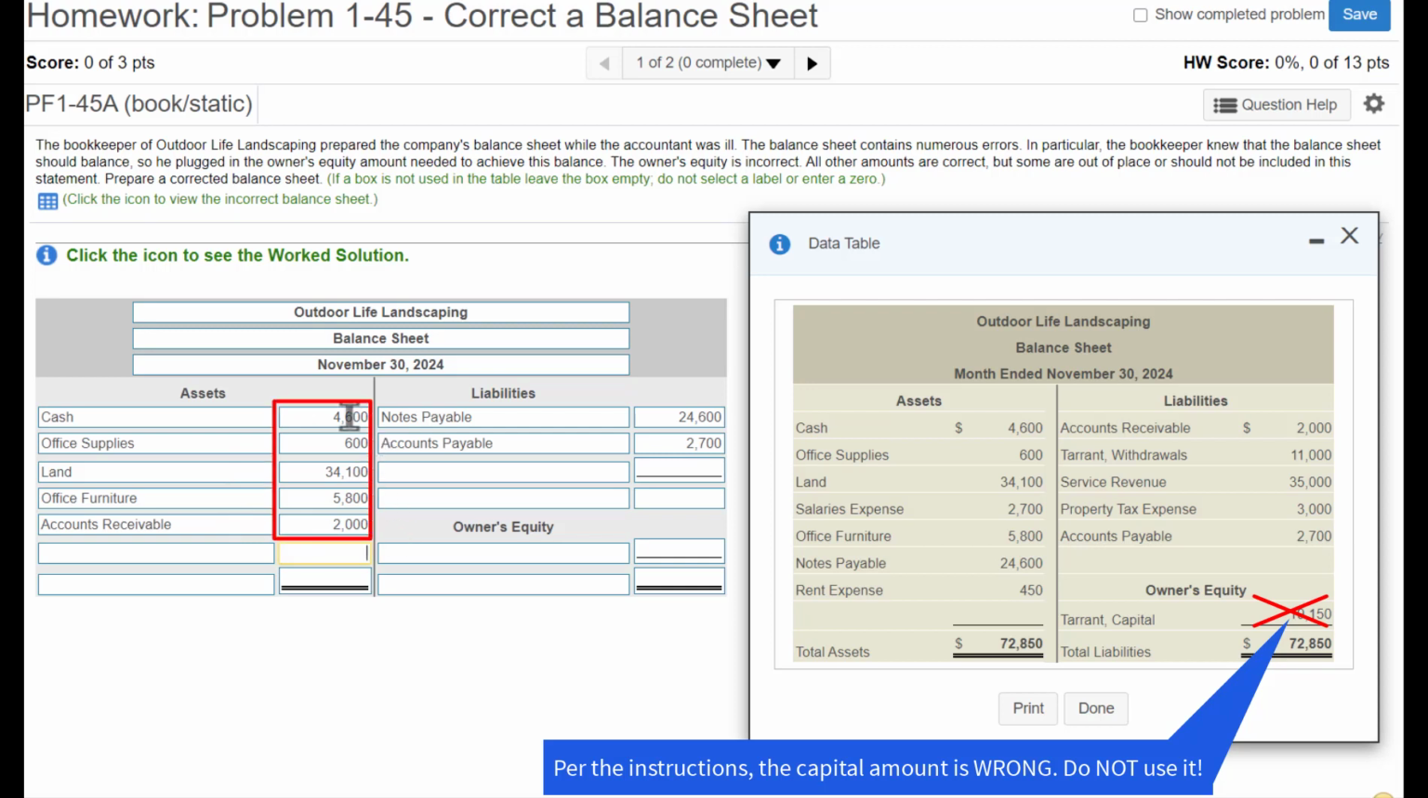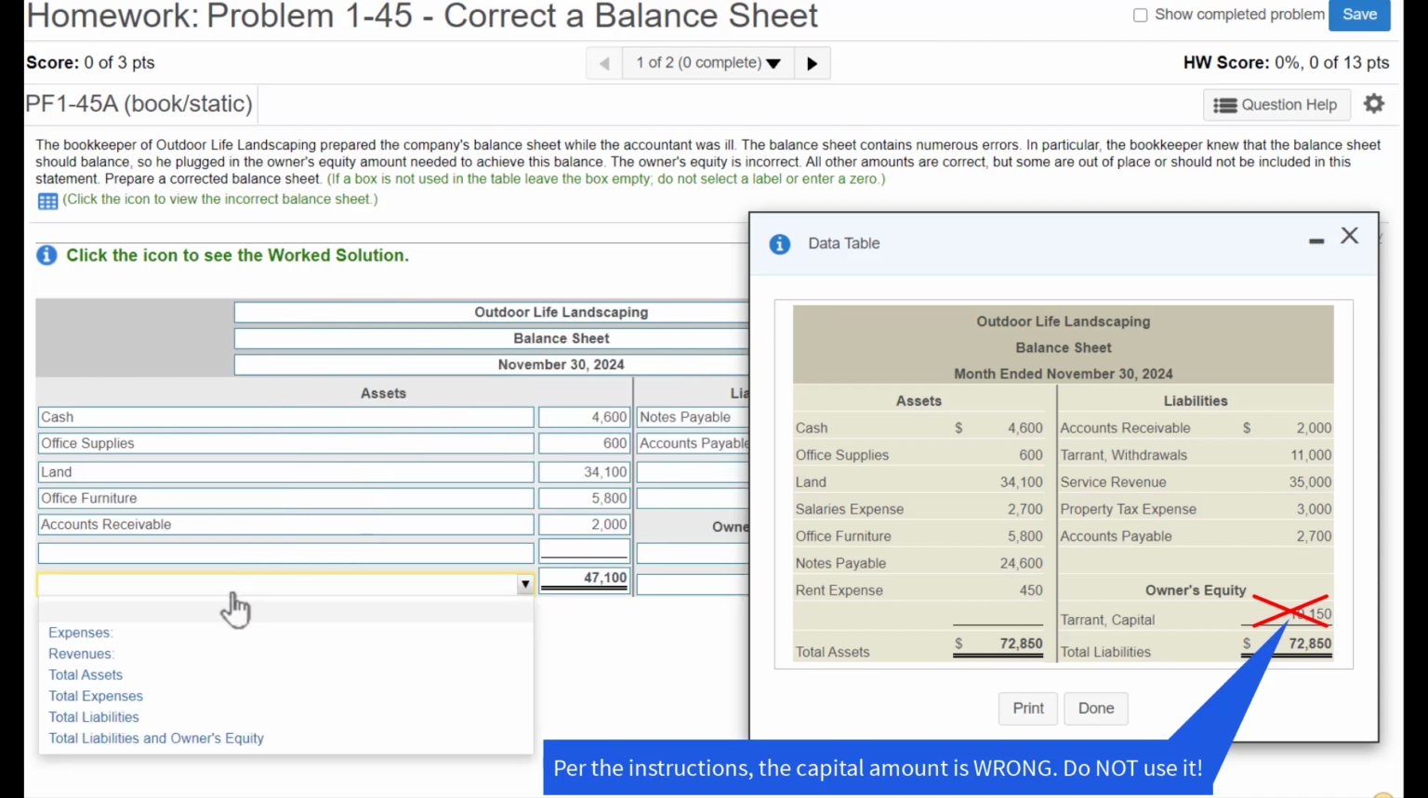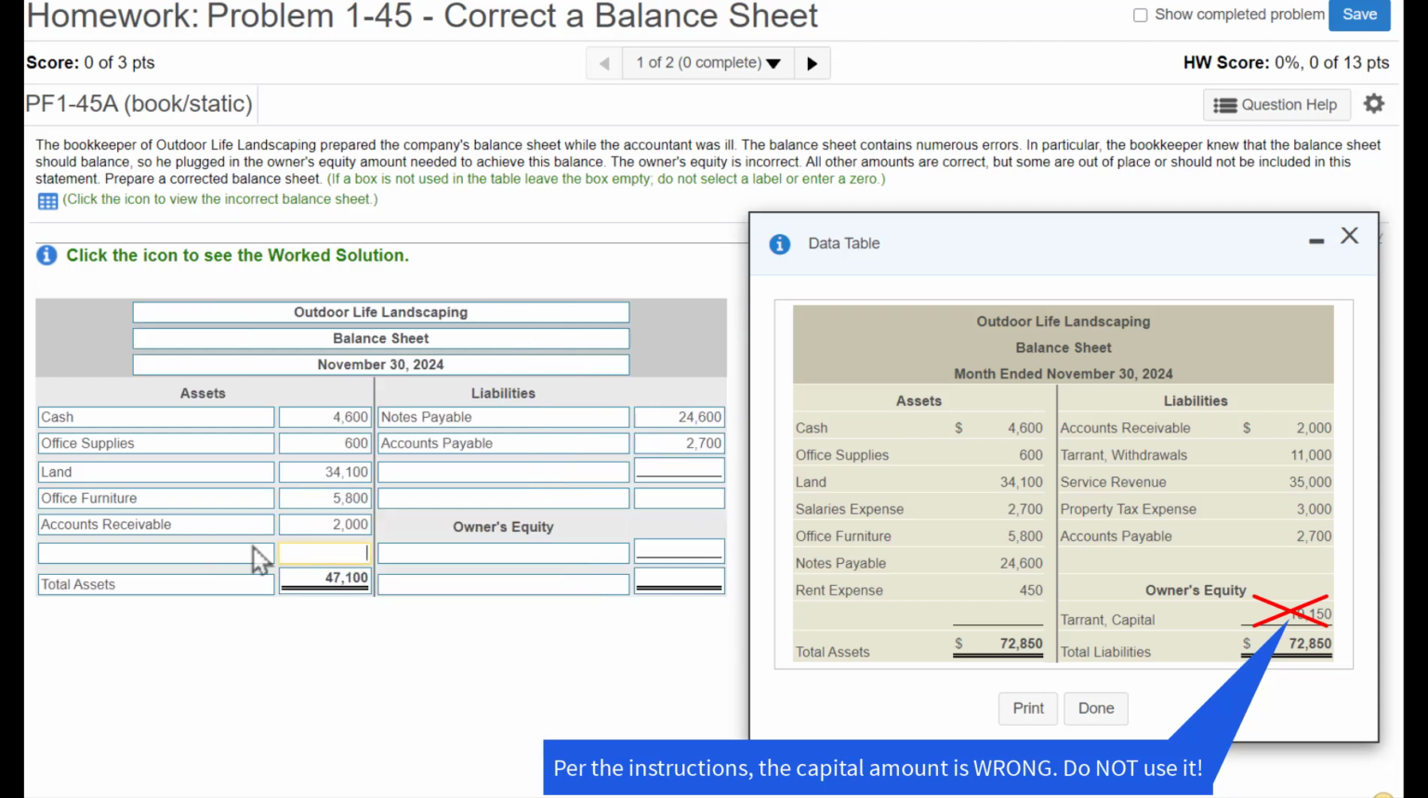All right. Now, it looks like we can now add up the assets. So if we add up 4,600, 634, 100, 5,800, 2,000, we get total assets of 47,100. Total assets. Now we're going to leave this line blank. Just because there's a row doesn't mean you need to fill it, because I didn't see any other assets that we forgot about.